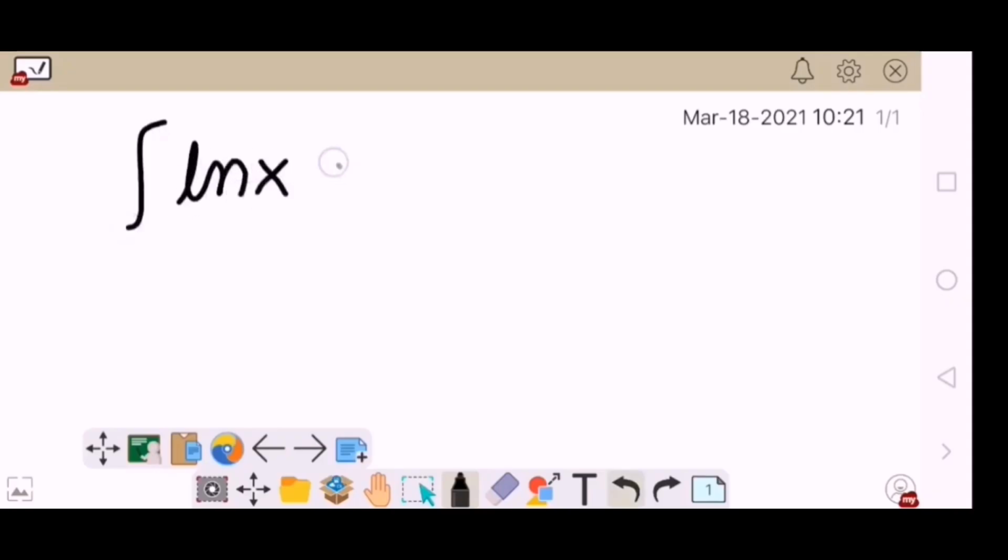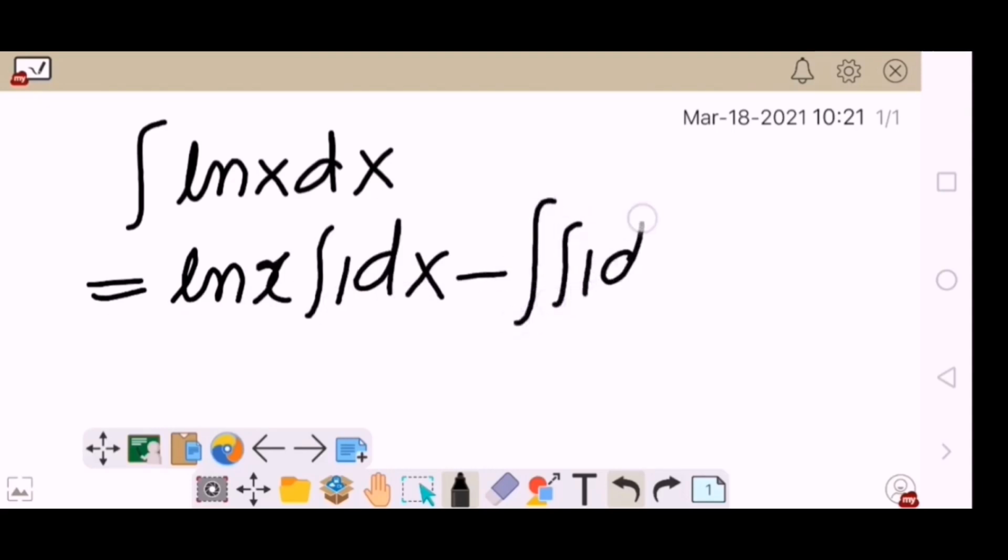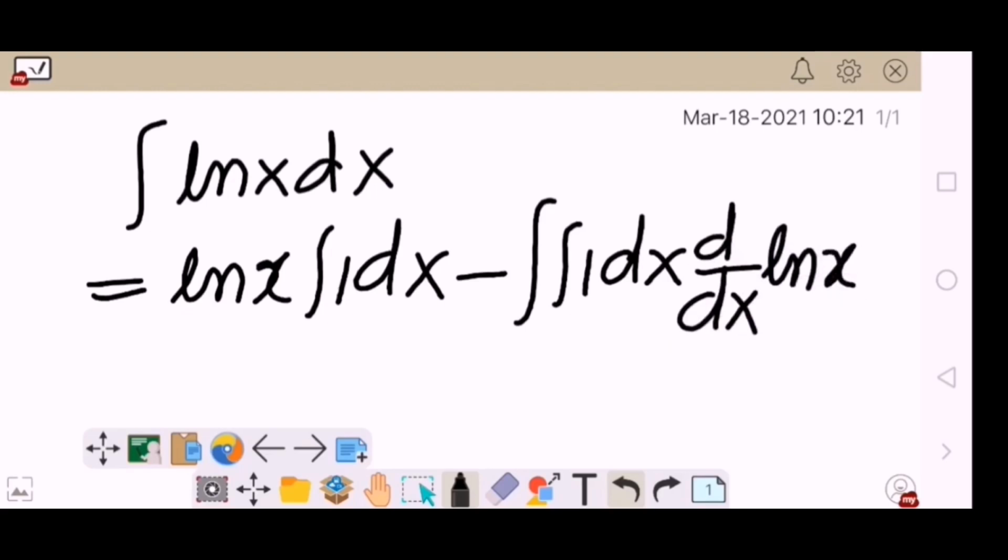Integration of natural log of x dx, natural log of x, integration 1 dx minus integration 1 dx, derivative of natural log of x dx.